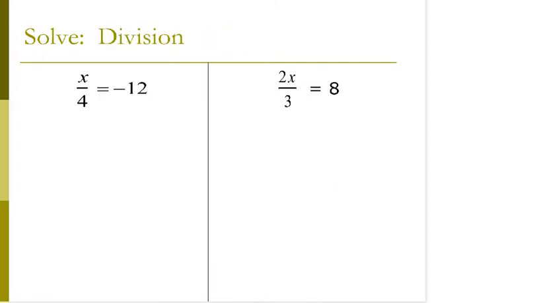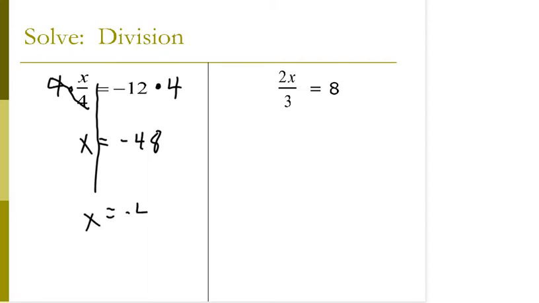For this example, we're dividing by 4, so the inverse is going to be to multiply by 4. And we have to do the same on the opposite side of our equal sign. These 4's undo each other, leaving us with just x. And this time I'm going to draw my line here. I don't have to, but let's go ahead and draw the line. 4 times negative 12 is going to be negative 48. So x is equal to negative 48, and you can check that yourself.